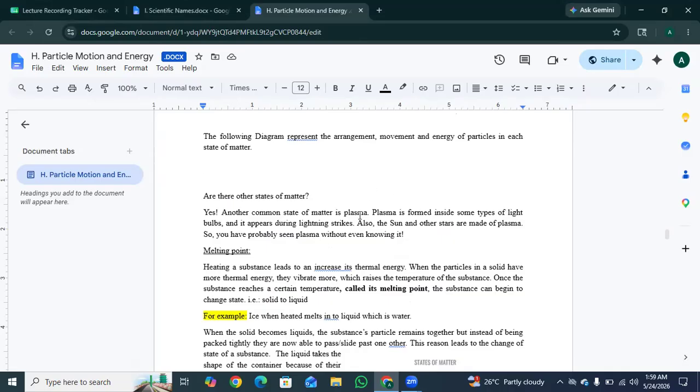Melting point. Heating a substance leads to an increase in its thermal energy. When the particles in a solid have more thermal energy, they vibrate more, which raises the temperature of the substance. Once the substance reaches a certain temperature called its melting point, the substance can begin to change state, which is solid to liquid. Okay?